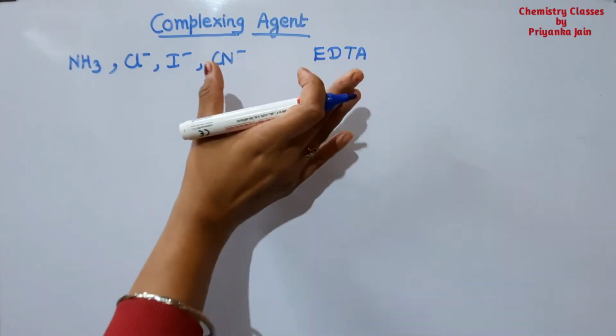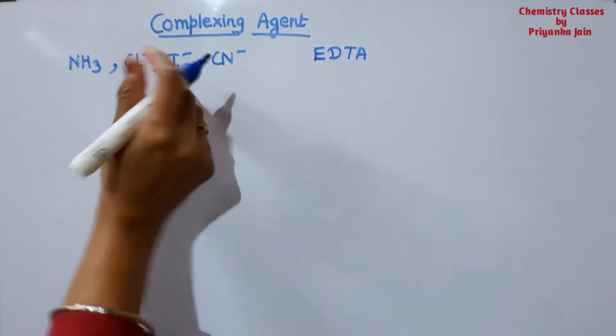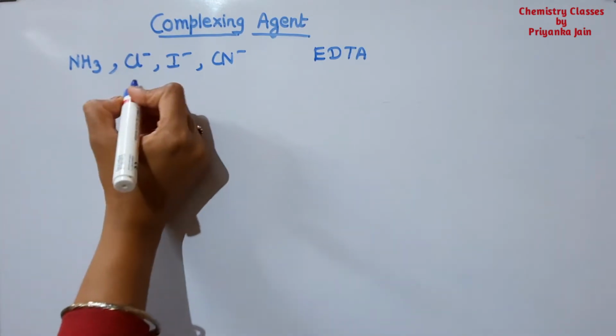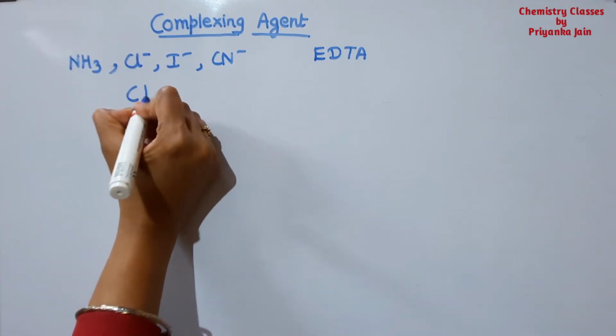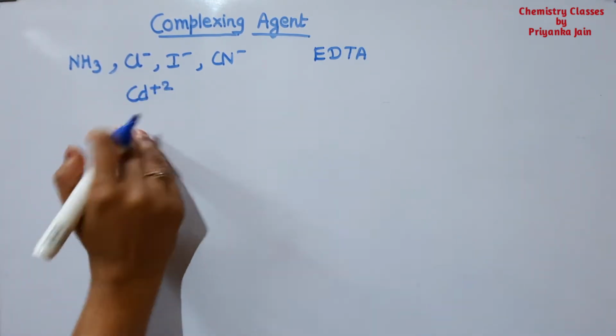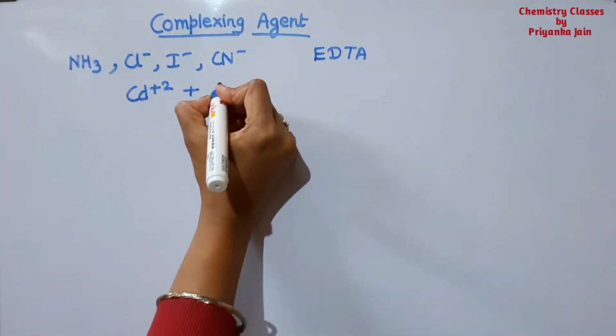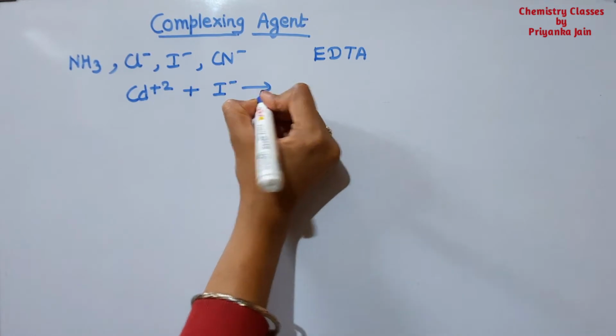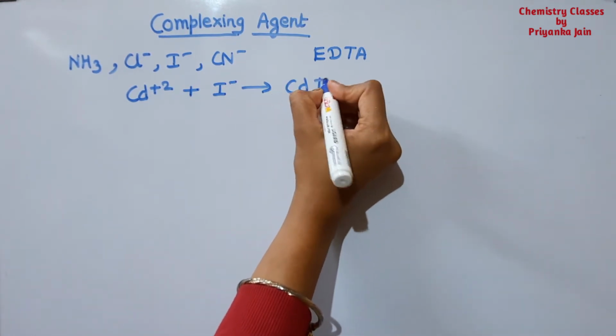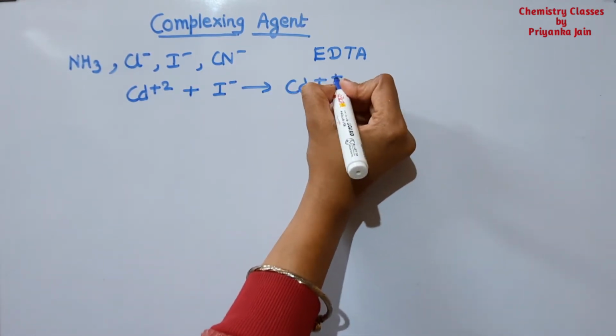Why? I will tell you why this happens. Suppose we are taking the monodentate ligand I minus, and we have to detect this cadmium ion. It will stepwise form complexes with this iodide ion. Firstly it will complex with it in this manner, so we are getting this one.